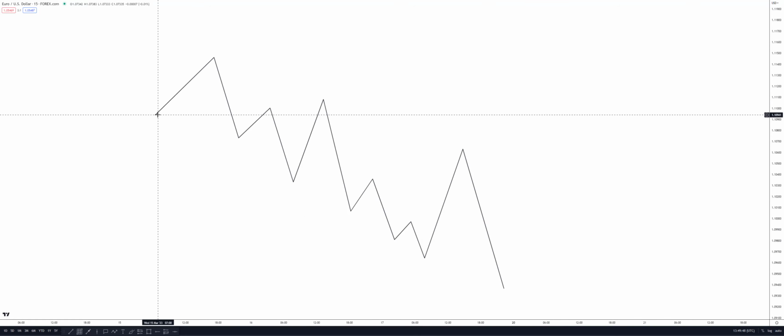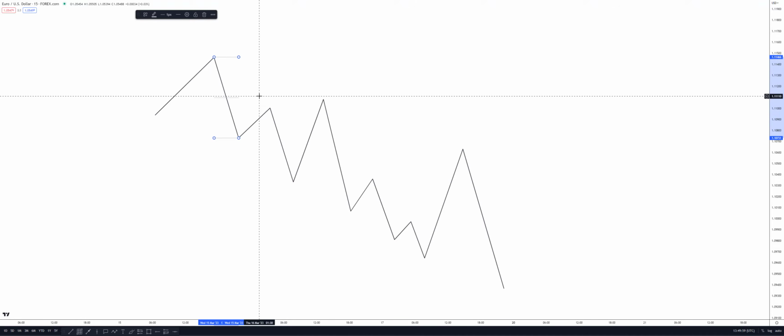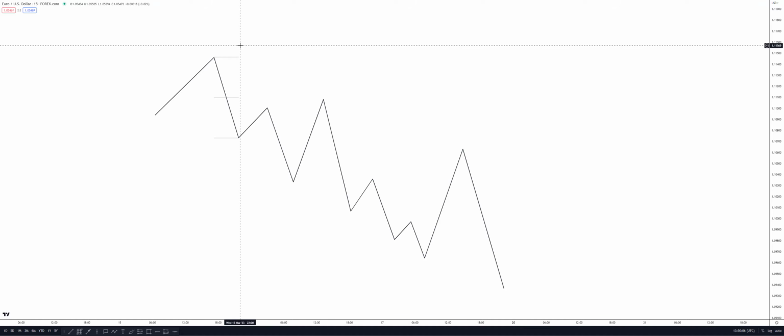Looking at this, if you've seen my videos on structure, you'll know that this is major breaker structure. This would be a minor breaker structure. Why is that? Because of a failure to mitigate the premium here. So the way that I use major and minor structure, or look at structure, is using this concept of order flow. So it's about the mitigation of price.